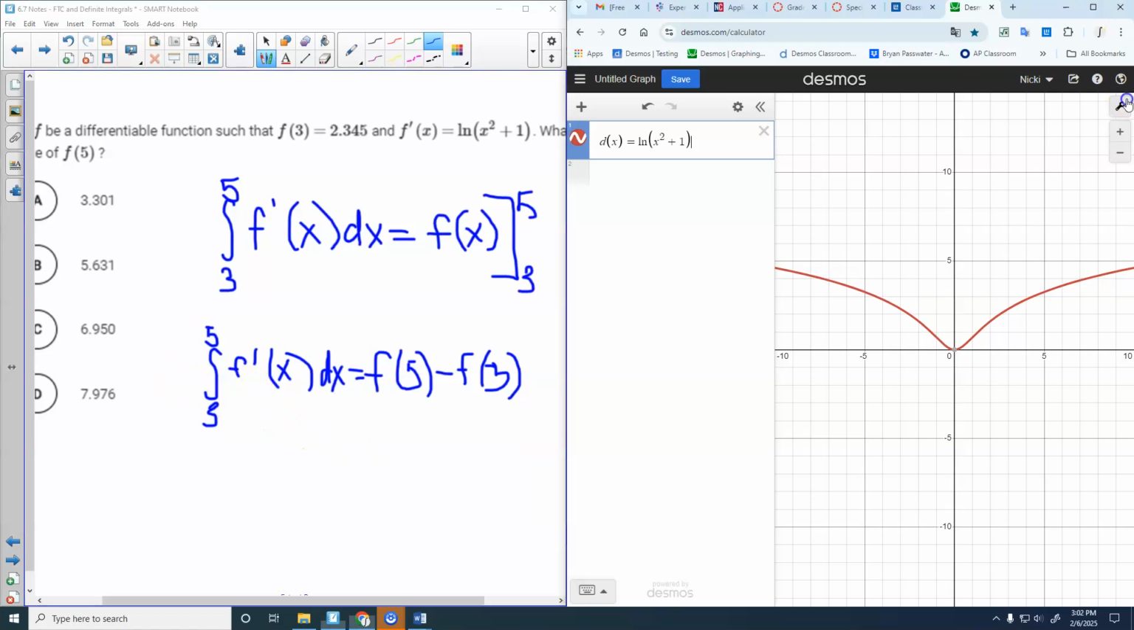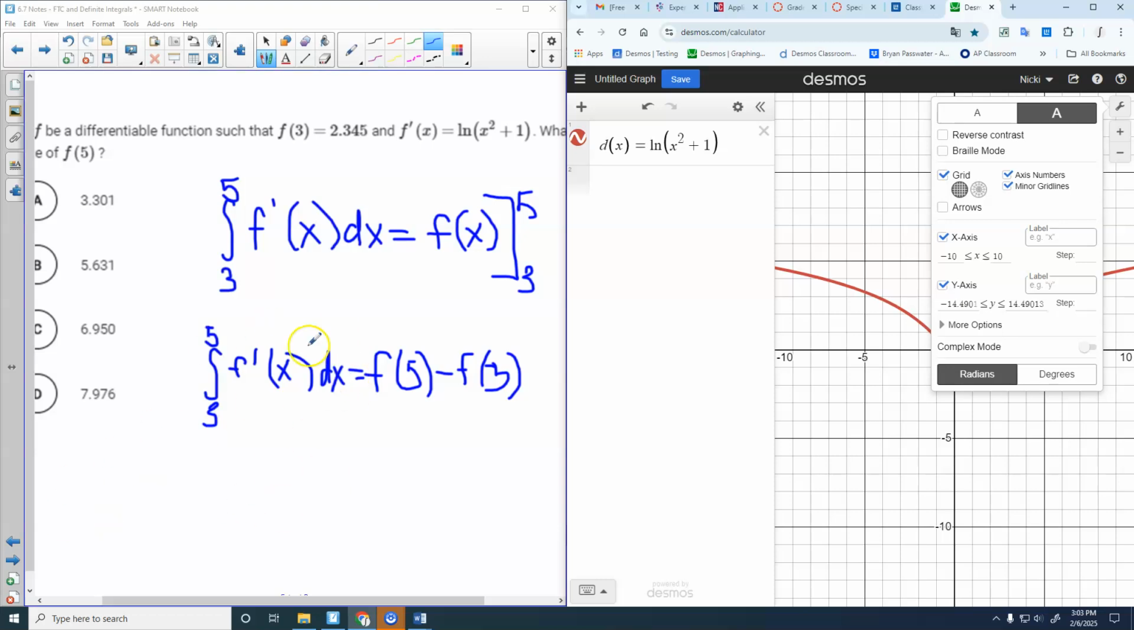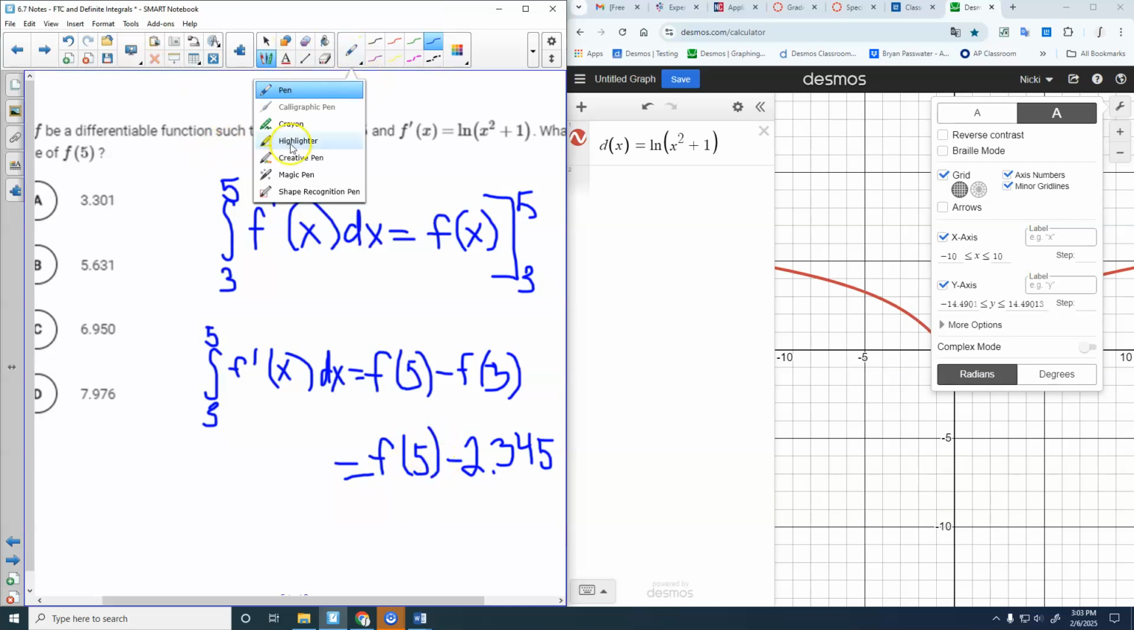Now, here are the facts. We know f of 3. It is 2.345. We do not know f of 5. That's what it's asking us for, so we don't want to replace that, because that is what the question is asking us for in the first place. This is what we're trying to find, so that does not need to be replaced. We definitely do not, at this point, know how to find the integral from 3 to 5 of f prime of x dx. Here is the good news.